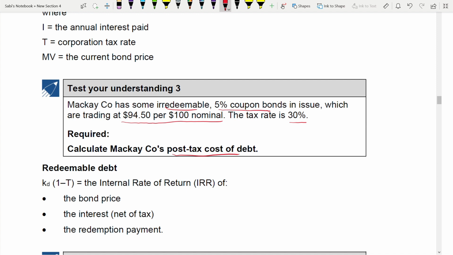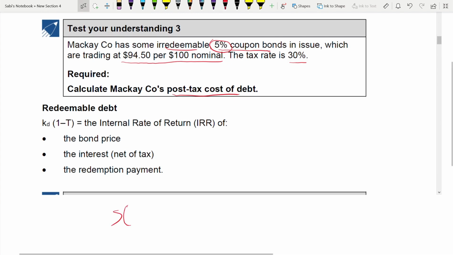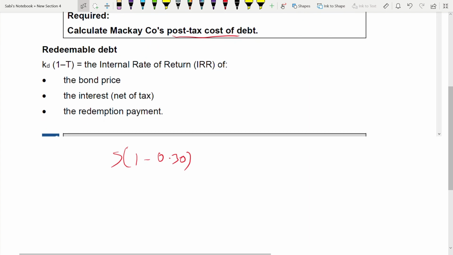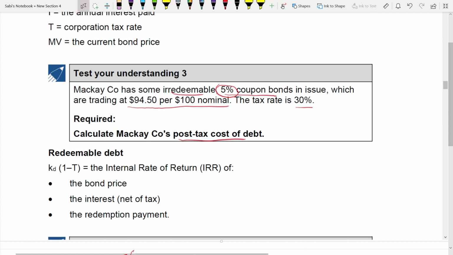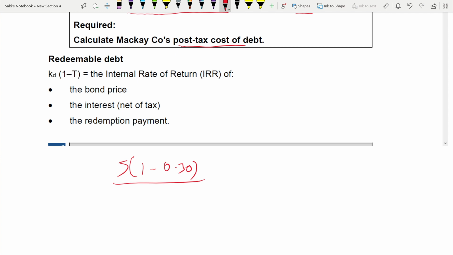So you have to know what is this coupon bond, face value, par value, all these terms you need to understand. What is this 5% bond? 5% is your cost of debt. That's why they have given you. So how are you going to find post-tax? 5% is pre-tax, 1 minus tax. Tax is 30%. And what is the formula? This is irredeemable. So you multiply the cost of debt, that is 5% into 1 minus tax, and you divide this by the market value of the bond. That is the formula for irredeemable debt.